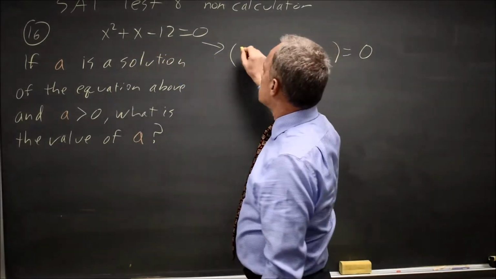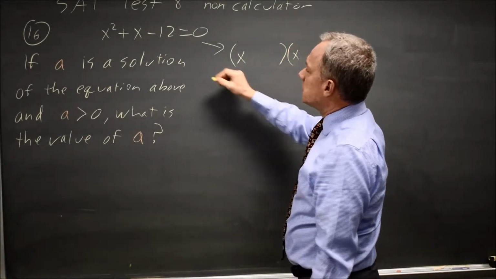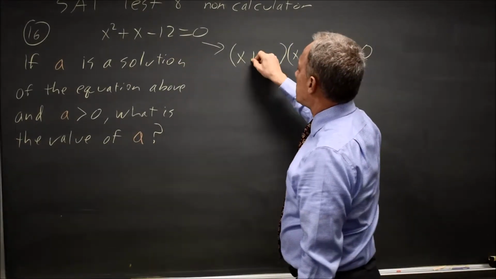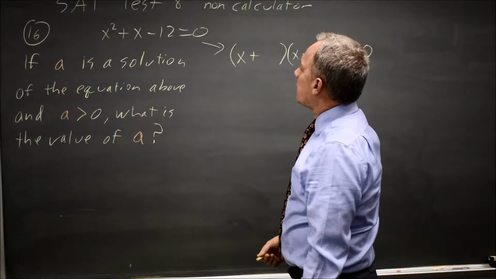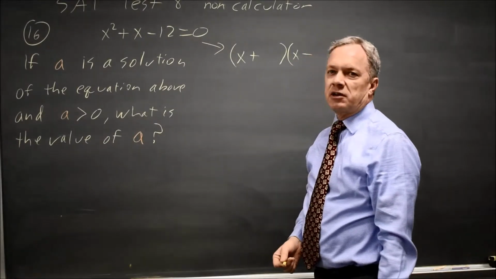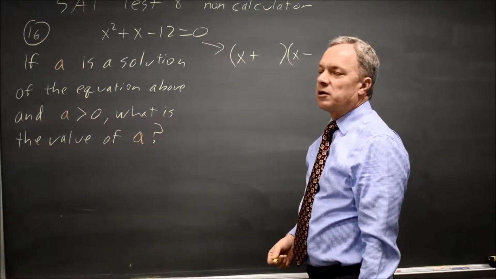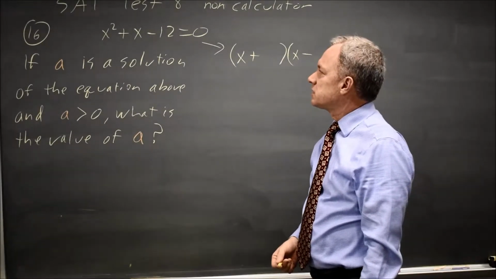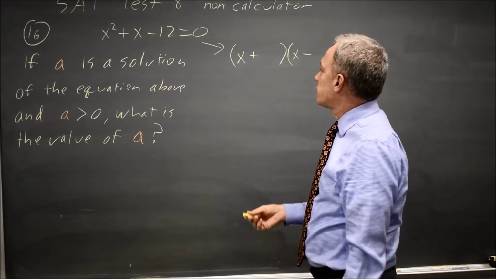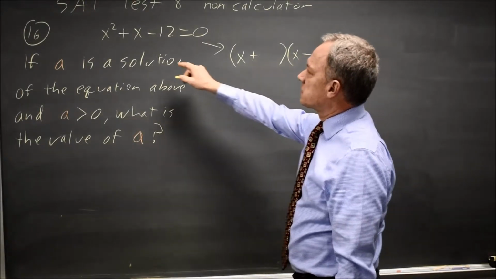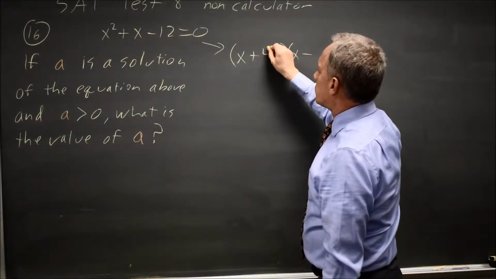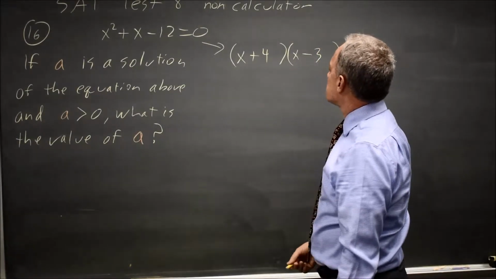Leading coefficient of 1, so both factors will start with an x. The constant is negative, so we'll have a positive and a negative. And I need two numbers whose product is negative 12 and sum is positive 1. I could try 1 and 12, 2 and 6, 3 and 4. 3 and 4 have a difference of 1, so that would work. And since the sum is positive, the 4 is positive and the 3 is negative.